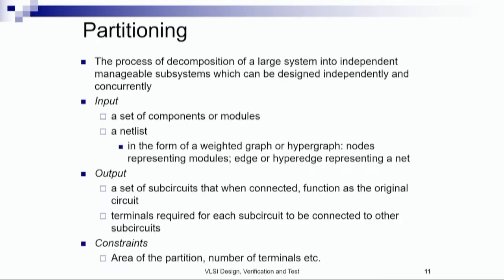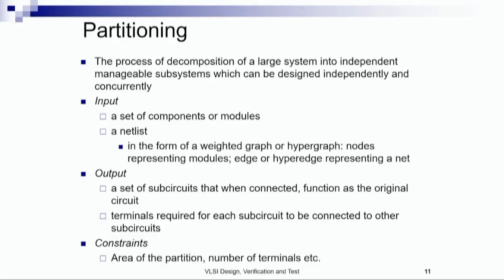So, partitioning is the process of decomposition of a large system into independent manageable subsystems which can be designed independently and concurrently. The input to the partitioning process is a set of components or modules. These modules are the cells, macros, transistors, gates that we have been telling, and a netlist in the form of a weighted graph or hypergraph. Nodes represent modules and edges or hyperedges represent a net or an interconnection.